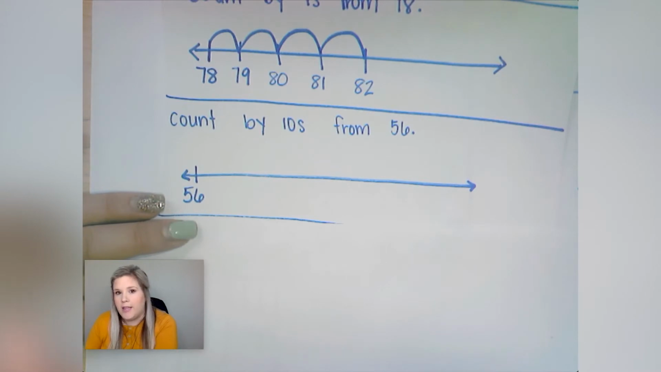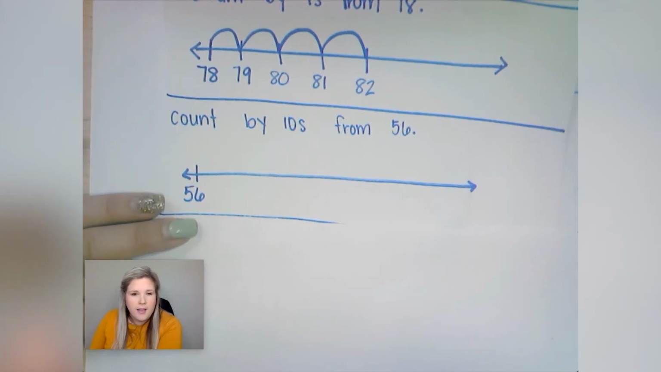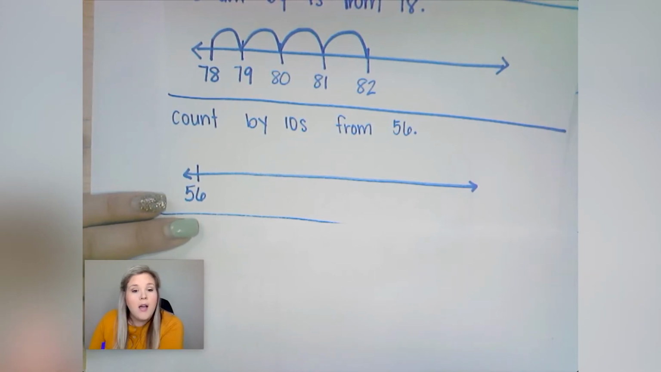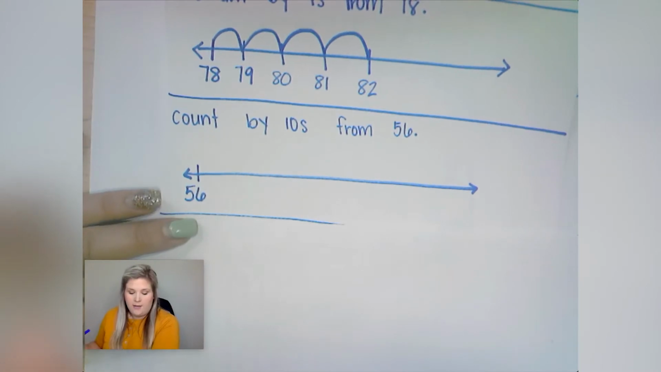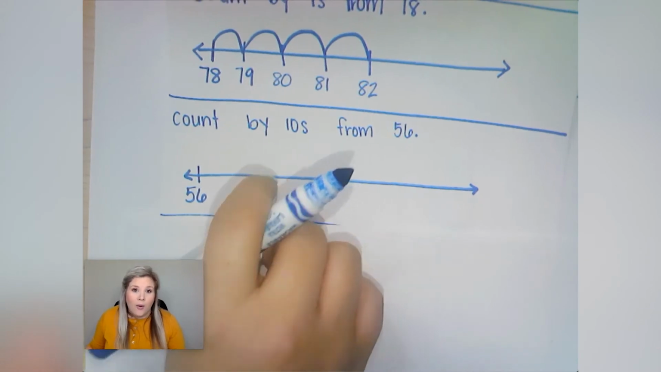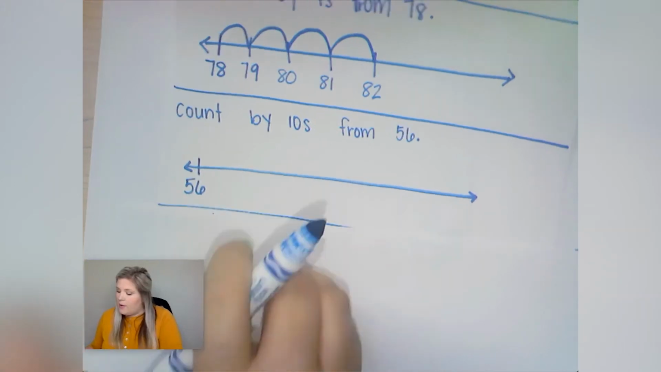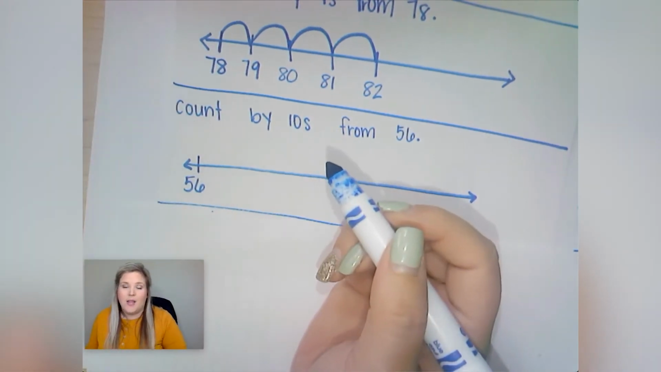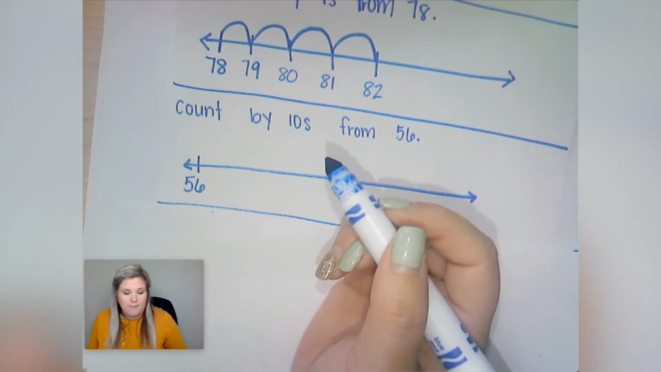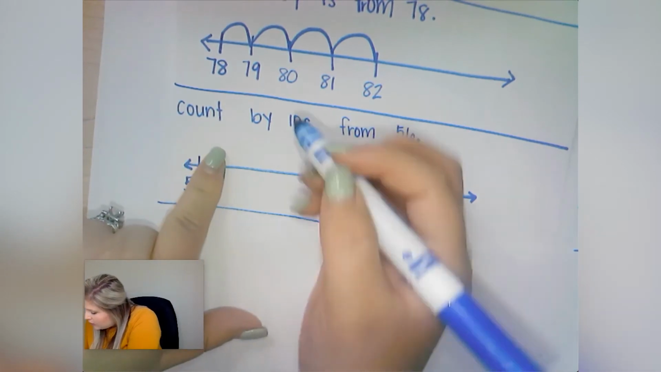This problem is different than the one before because it asks us to count by tens from the number 56. I think I'm going to make the spaces between my counting marks just a little bit bigger because the number 10 is bigger than the number 1. So I'm going to make those spaces bigger to show that we are counting by tens instead of by ones. So I'm going to make it just a little bit bigger.